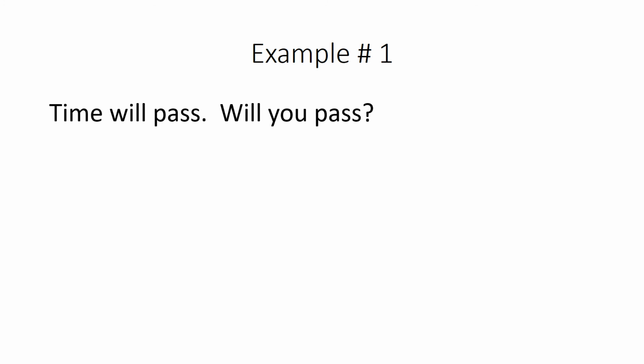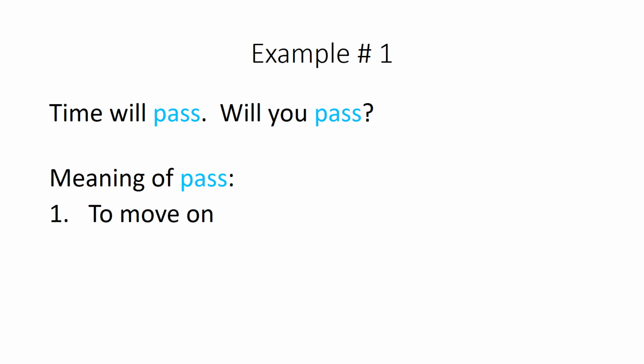Will you pass? So the word pass is repeated, but the first time the meaning of pass is to move on, and the second time the meaning of pass is to succeed in a class. So the word pass is repeated, but the second time the meaning of the word has changed. And again, you see the type of pun in there. So this is what Antanaclasis is. It's a figure of speech where a word is repeated, but the second time the meaning changes.